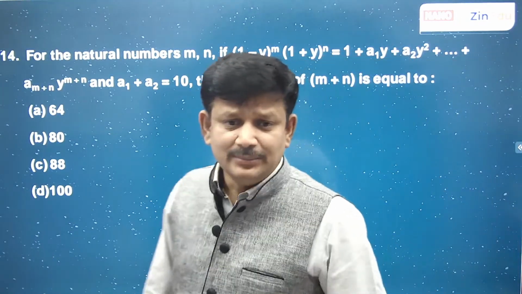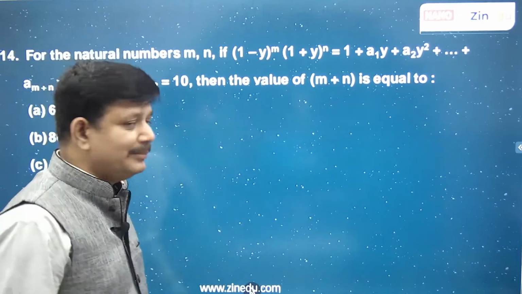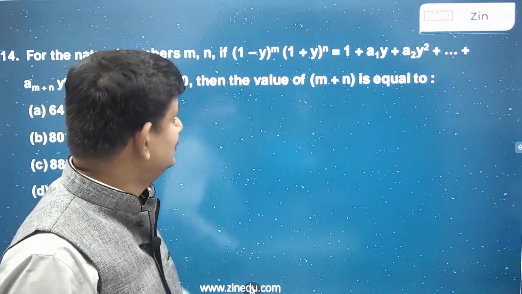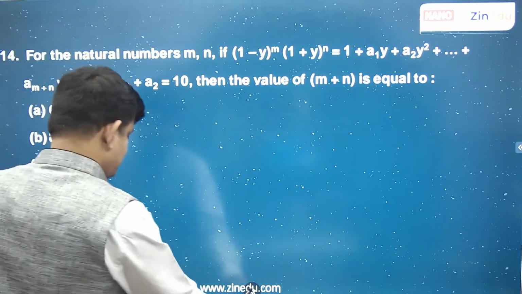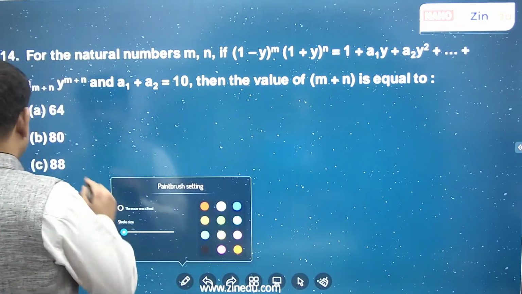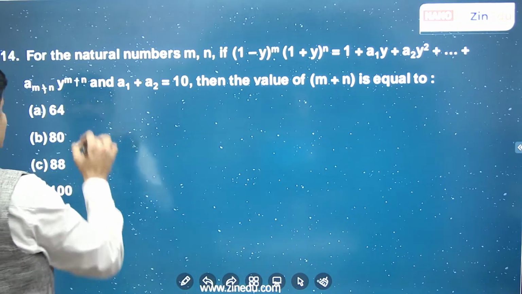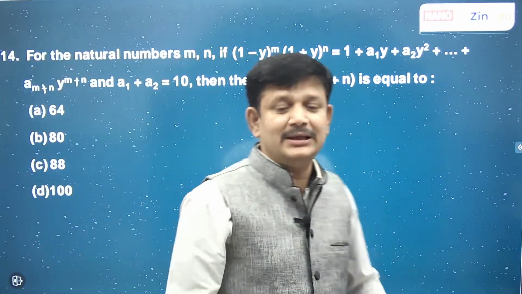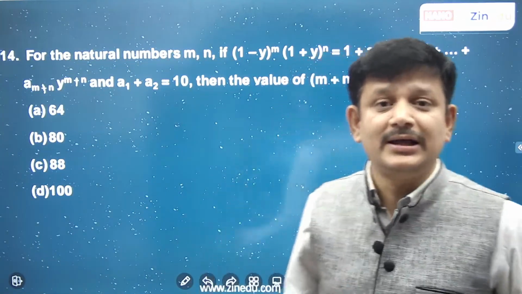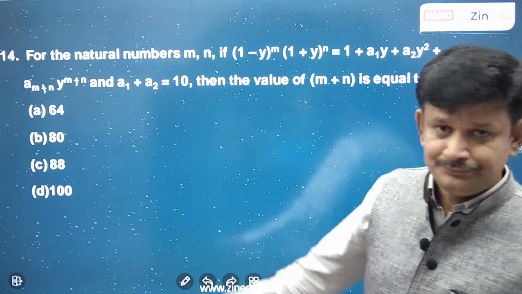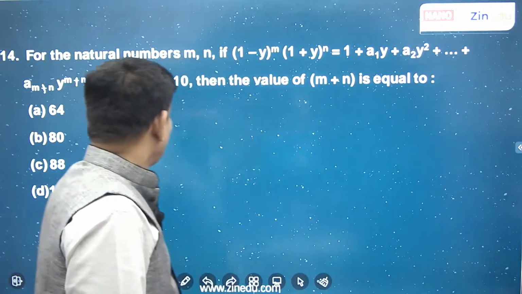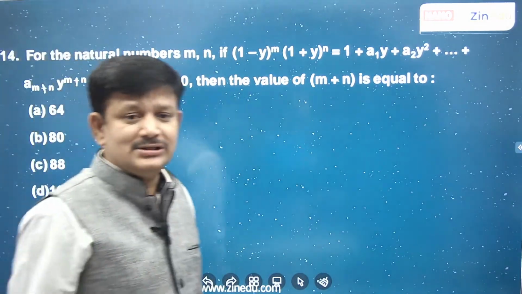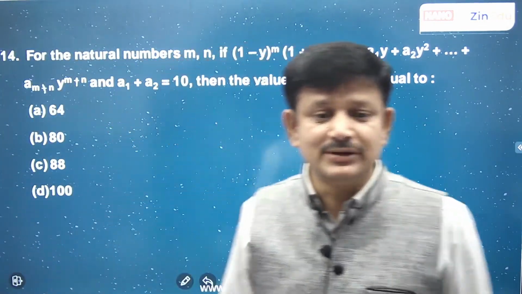For the natural numbers, 1 minus y power n, 1 plus y power n, this should be plus m plus n. Obviously, when you are multiplying an mth degree polynomial and an nth degree polynomial, you will get an m plus nth degree polynomial. Okay. So, what is given? A1 plus A2 is given to be 10.